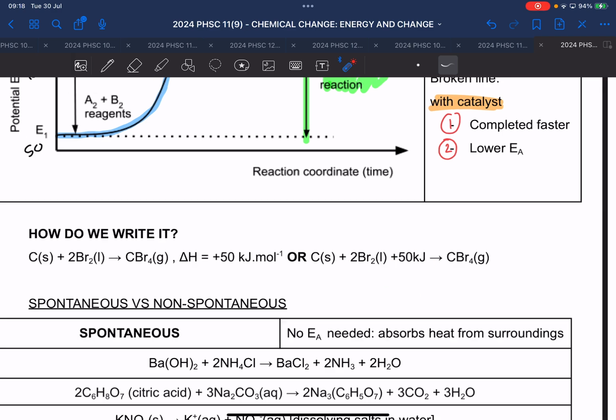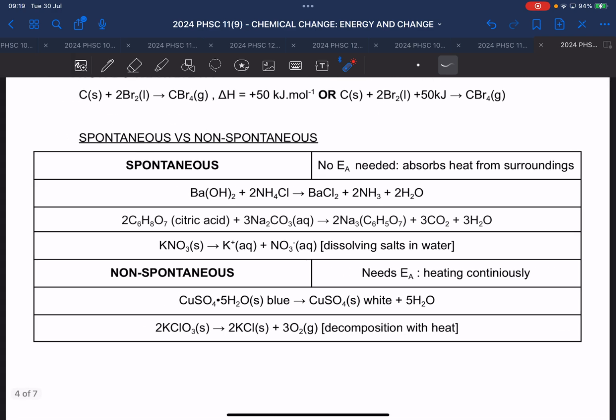Okay, and then there are a few examples of spontaneous and non-spontaneous. Spontaneous, it does not need activation energy, as you do not need to heat it up, but what happens is it absorbs heat from its surroundings. The one that you'll know best probably is when you have a salt that you have to dissolve in water. When you take normal table salt and you put it in cold water, what will happen? Will it dissolve? It somewhat dissolves, but you'll actually see the water going down.